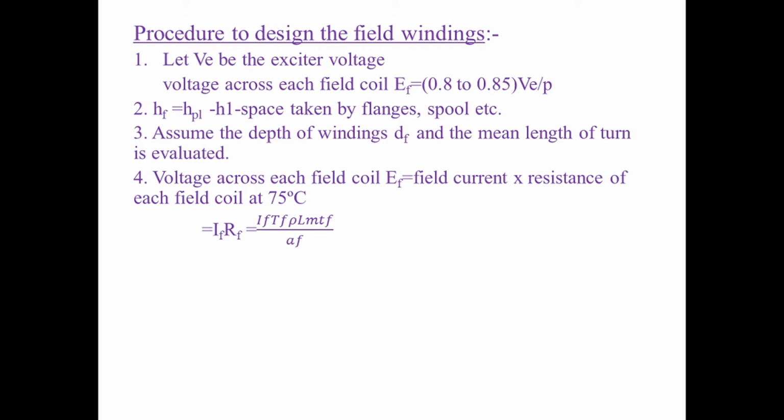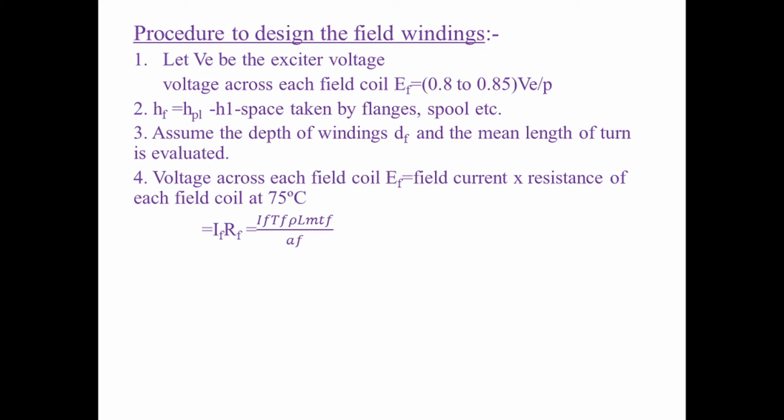What is meant by flanges and spool? These are the extra connections used in the field winding, which are used to connect to the bus bar or the pole bar, where the winding is connected through the cable. So that is taken as flanges and spool. So the height of the field winding is taken as HPL minus H1, where HPL is the height of the pole, and H1 is the height of the pole shoe minus the space taken by the flanges, which is equal to the height of the field winding.